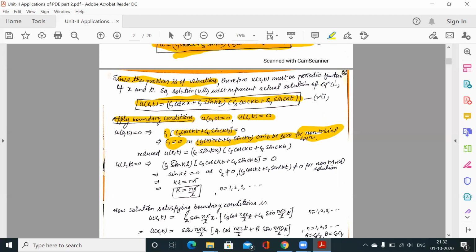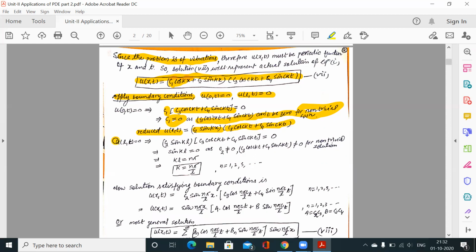0. So what is the reduced solution? Here this was our solution. I have now applied this condition, and we got that c1 is 0 in this case. So c1 is 0, that means this is eliminated. Okay, this has been eliminated. Now what is left? This part and this part. So the reduced solution is c2 sin kx times (c3 cos ckt plus c4 sin ckt).